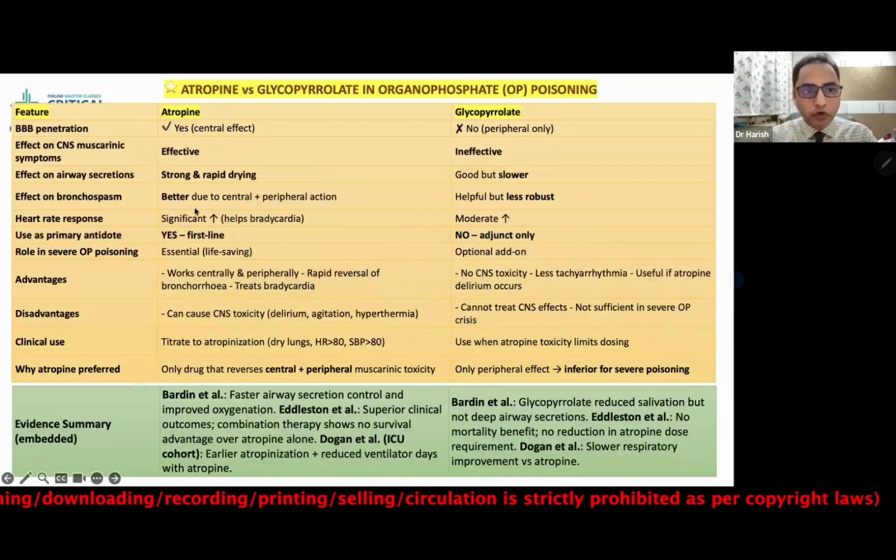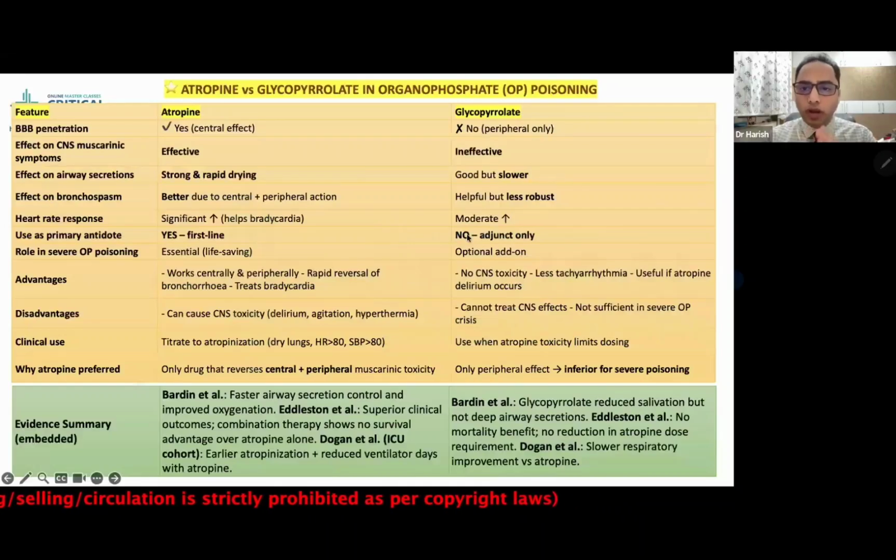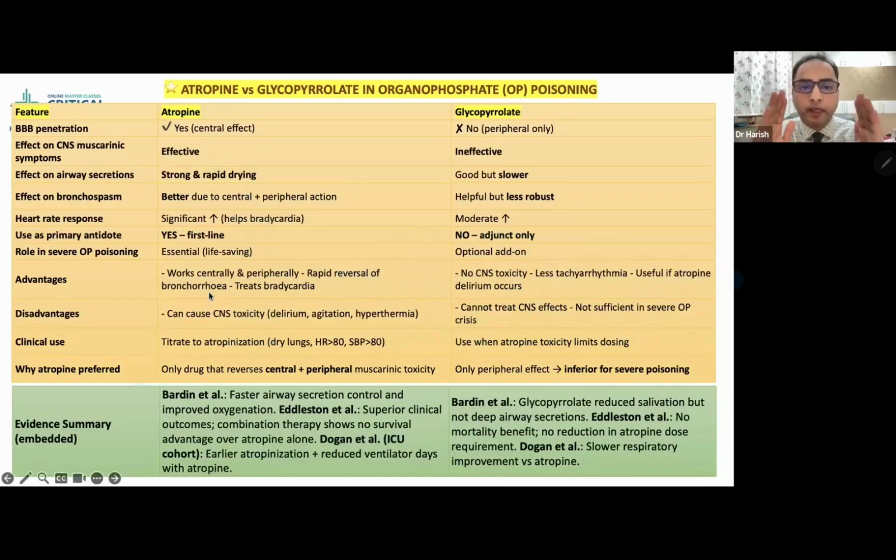As the primary antidote recommendation, atropine is the first line. Glycopyrrolate is definitely not first line; it is an adjunct only. Role in severe OP poisoning: atropine is a life-saving antidote, while glycopyrrolate is an optional add-on. Advantages of atropine: it works centrally and peripherally, gives rapid reversal of bronchorrhea, and also treats bradycardia significantly.